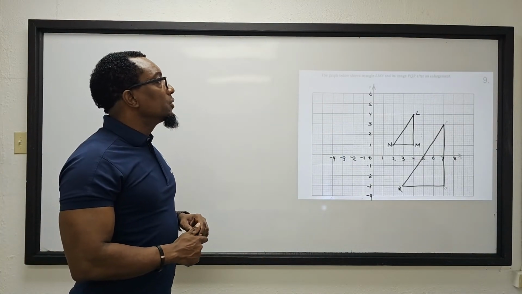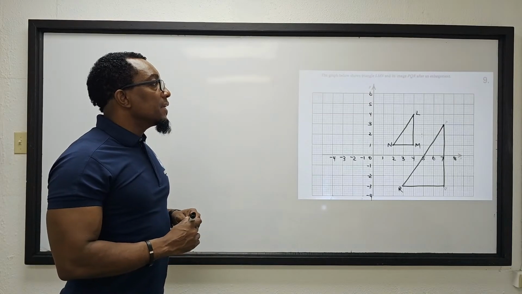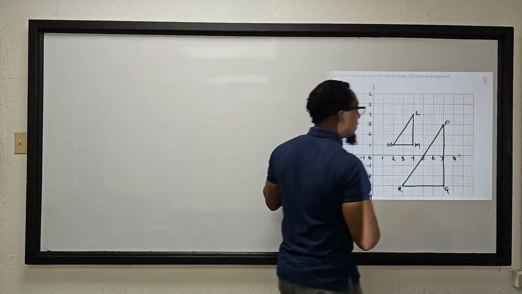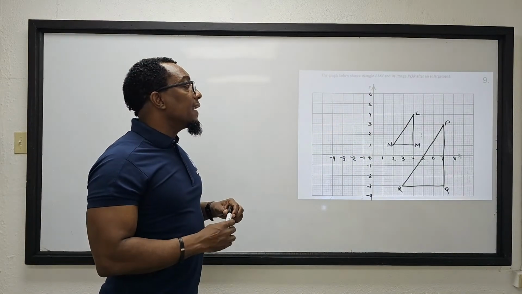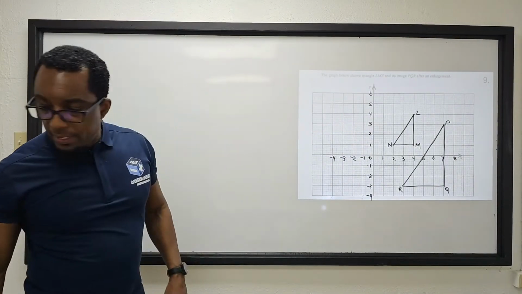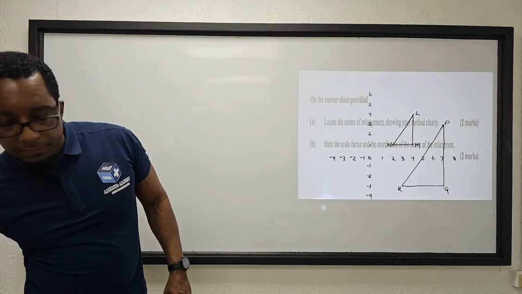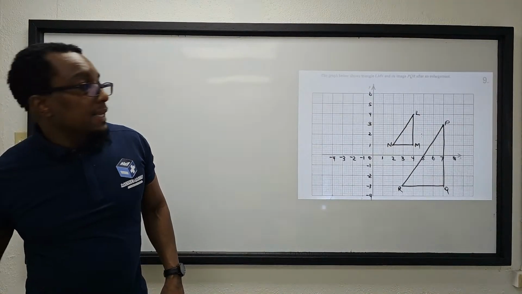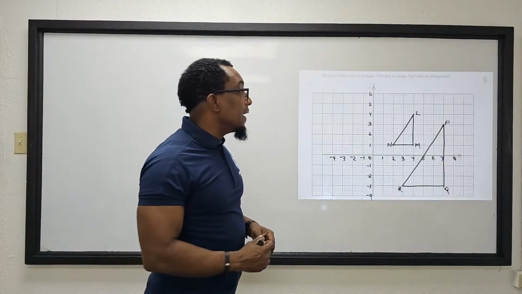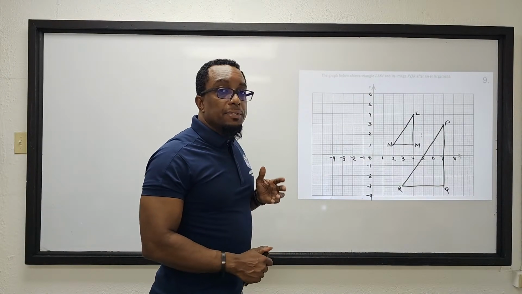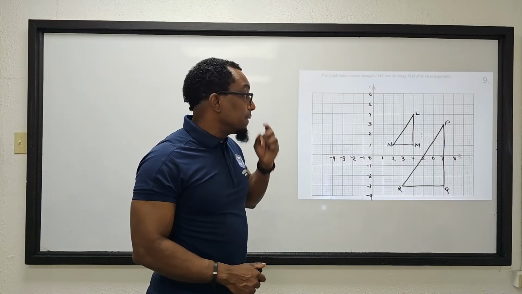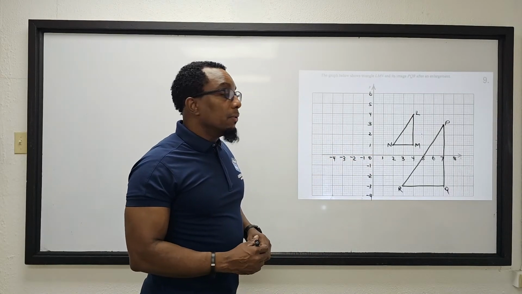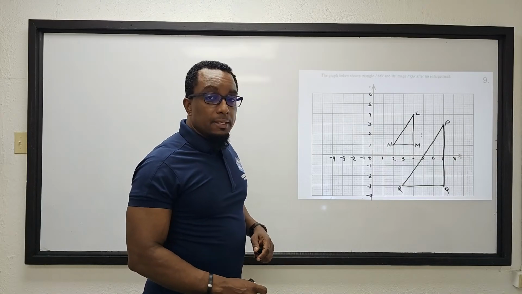So the graph below shows triangle LMN and its image PQR after an enlargement. What they want us to do here is locate the center of enlargement, show your method clearly. So let's locate the center of enlargement. Remember, the center of enlargement is not always the origin. And if we have to determine the center of enlargement, this is what we do.